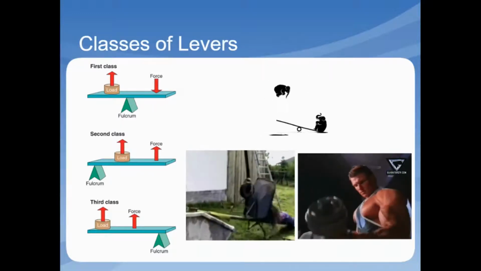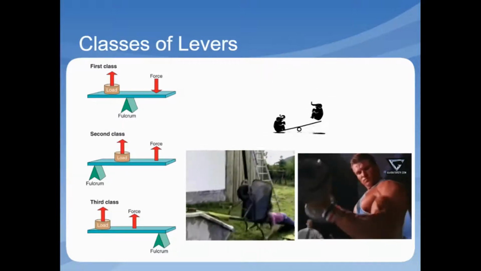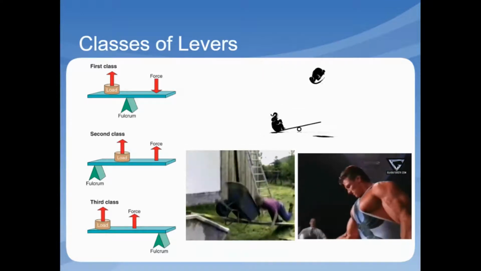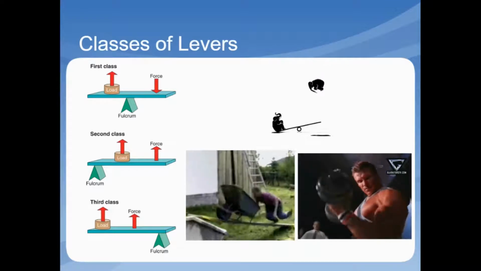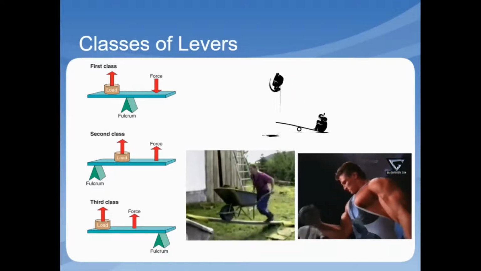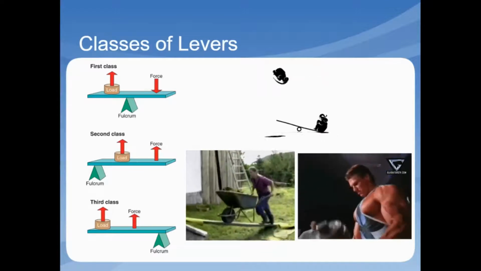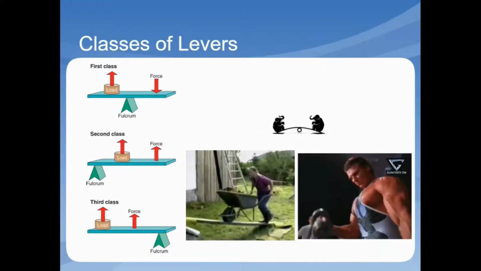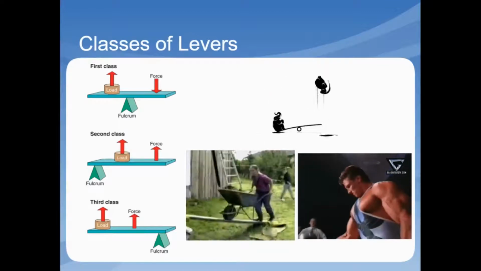So the first class lever is like a seesaw or a balance. The load and the force are separated by the fulcrum. As one moves up, the other moves down. The amount and strength of the movement is proportional to the distance from the fulcrum. Other examples would be a pair of scissors or even a claw hammer.